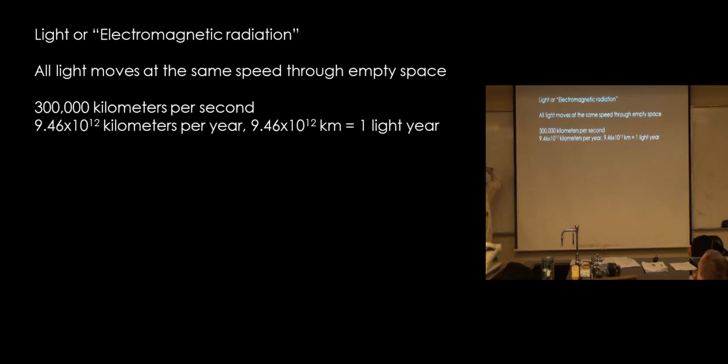This is the same thing that we've been using all quarter with a light year. So, about 9 trillion kilometers per year. That's a light year. That's how far all light, no matter if it's ultraviolet or infrared or radio or visible, travels in a year.